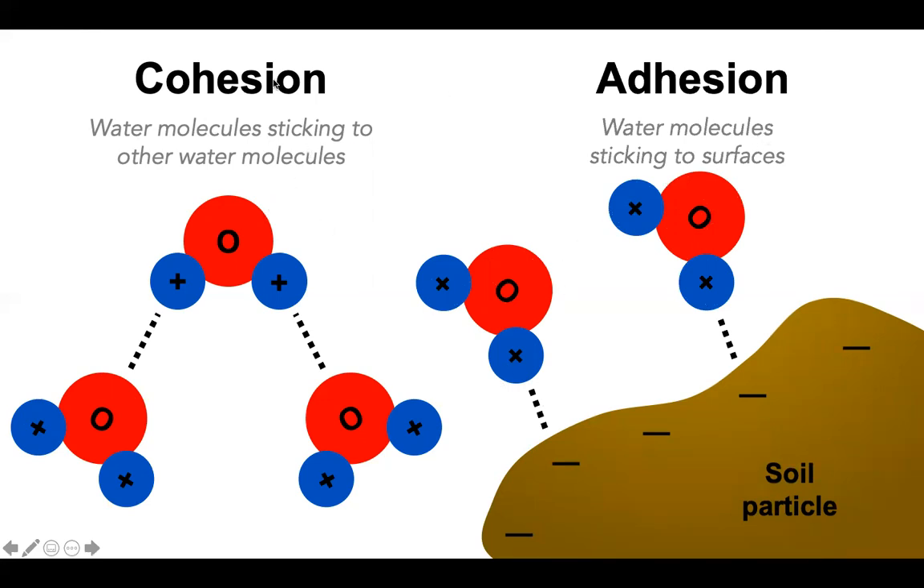Now, I know we're talking about cohesion and adhesion as two different things, but they can definitely be happening at the same time. So you can have two water molecules that are slightly attracted to the soil particle, but then they're also cohering to one another. So you have adhesion and cohesion happening both simultaneously in the same water molecule.